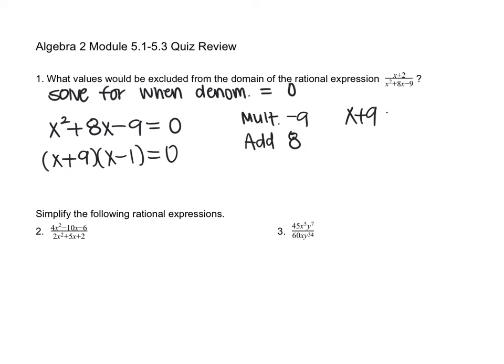So we have x plus 9 equals 0 and x minus 1 equals 0. We'll subtract 9 and we'll get that x cannot equal -9. And we'll add 1 and we'll get x cannot equal 1. It is important to remember the does not equal symbol, because these are the values we're excluding, so these are the values that x cannot equal.